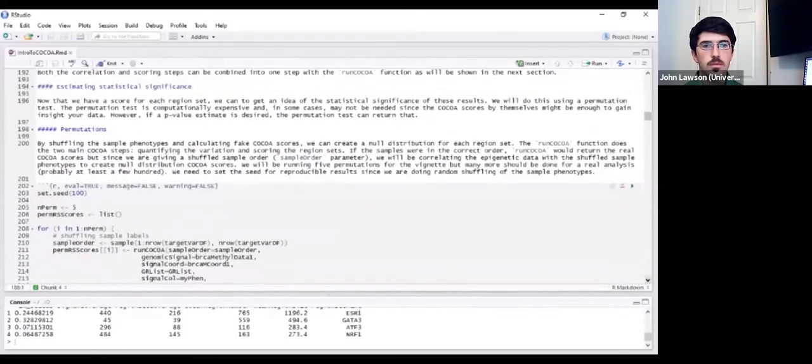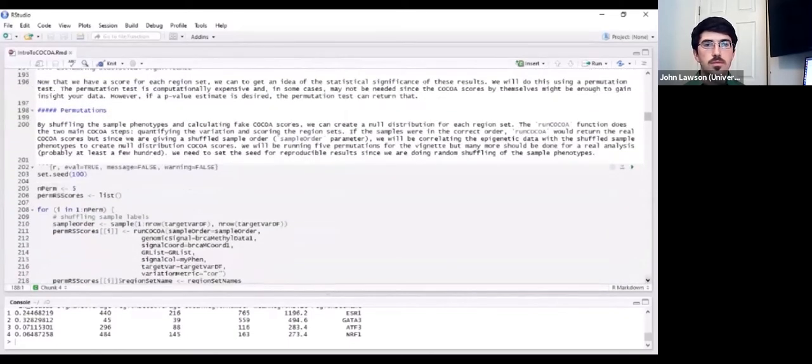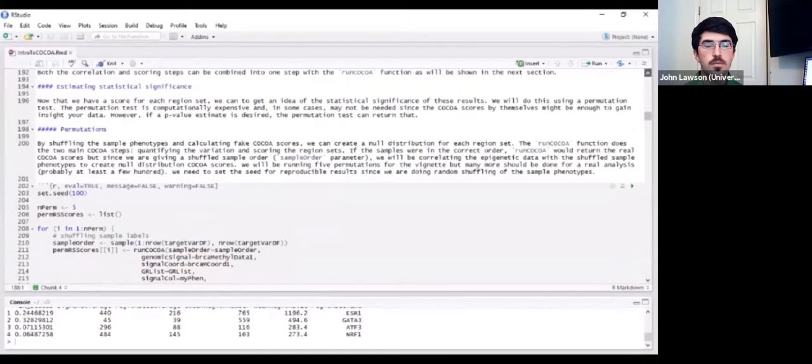We also have a way to estimate statistical significance. I didn't mention this in the presentation, but we can use a permutation test to assign p-values to the region sets. This isn't really necessary for just an exploratory analysis. Generally, you can run COCO without the permutation test and get some interesting results. But if you need p-values for publication, then you can run this permutation test, which is time-consuming.